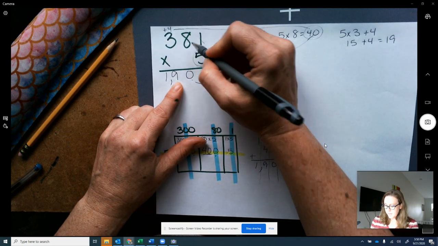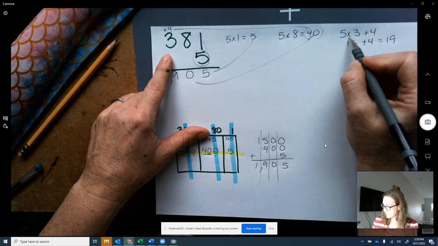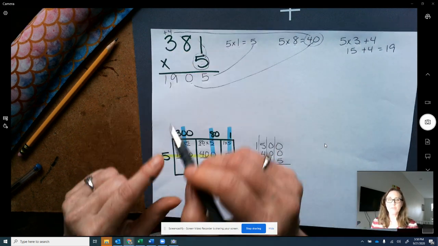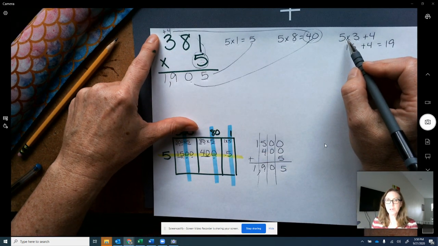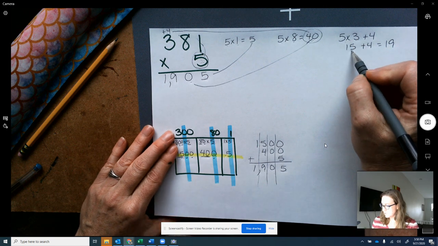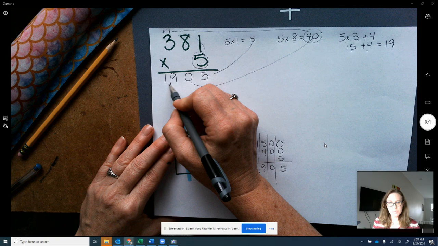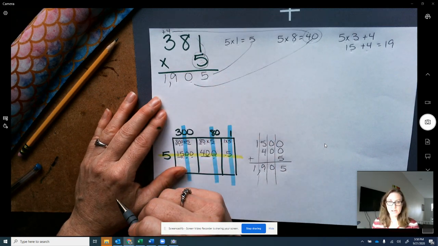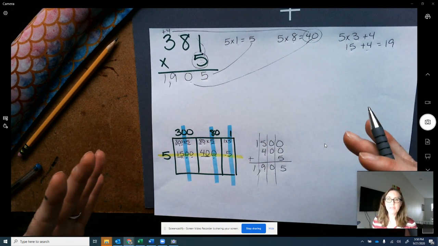Okay, then we're done with that 8. We are now on 5 times 3, but because we carried that 4 over, we have to add the 4 that we carried. So it becomes 5 times 3 plus 4. 5 times 3 is 15, plus the 4 more is 19. We don't have any place to carry that 1 for the 19, so we just write it in. So those are the two most common methods that people use.